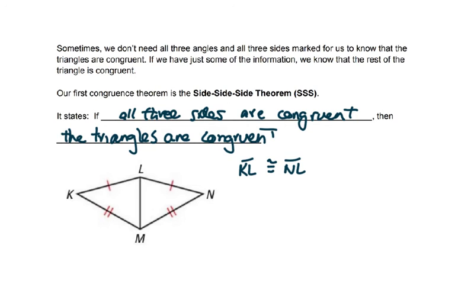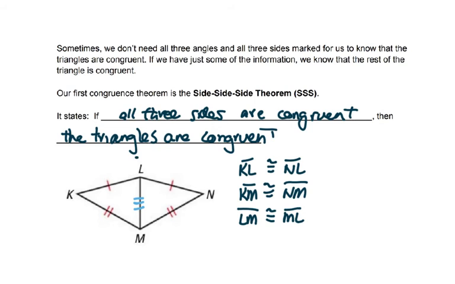Why did I do NL instead of LN? Well, it looks like K and N are the same, so I want K and N at the same points as each other. Then, based on the marks, KM is congruent to NM because they have 2 marks on each. And then I say, oh, okay, well, LM on the left one is congruent to itself, but if I say it in the order that would make sense, ML on the right one.